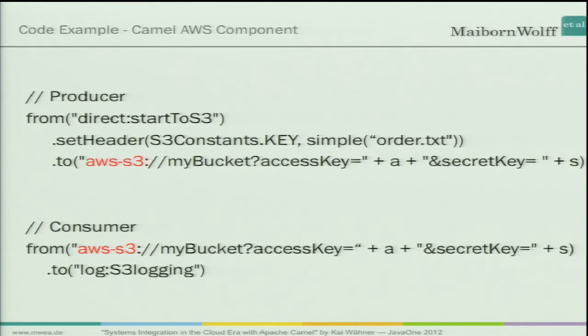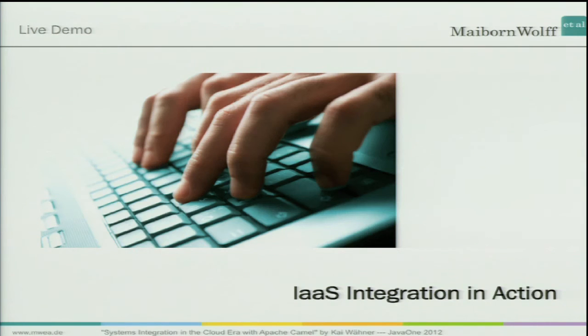And later, if I want, I can, of course, also read my data back from Amazon. And here I use the endpoint of Amazon in the from route. And it's always the same. And then I can send it anywhere else. In this case, I use a log component just to log it. I have a demo for this too.